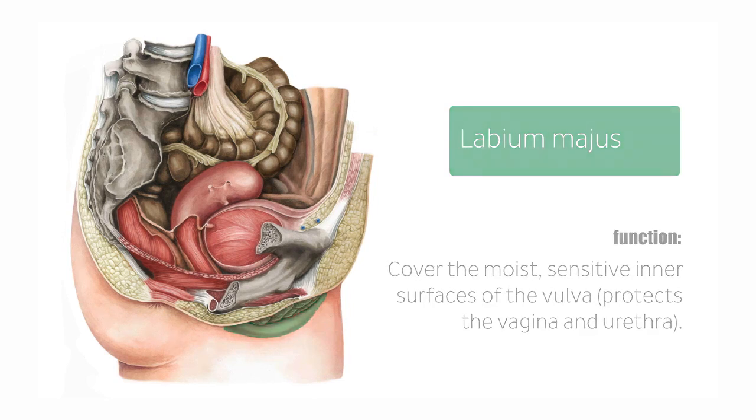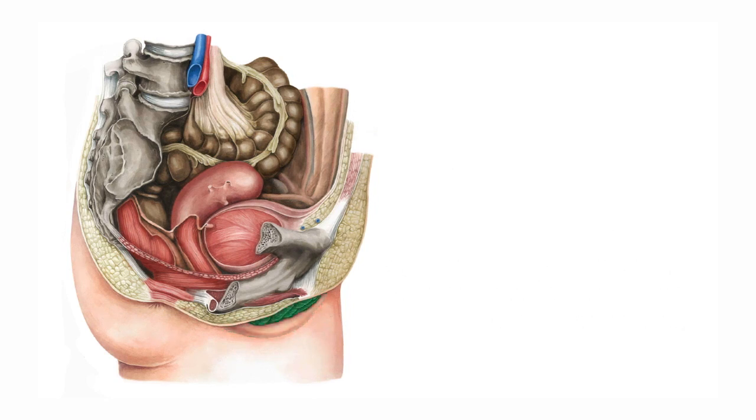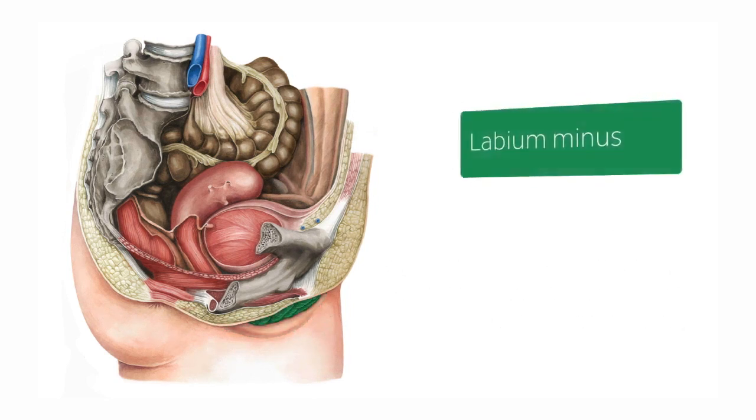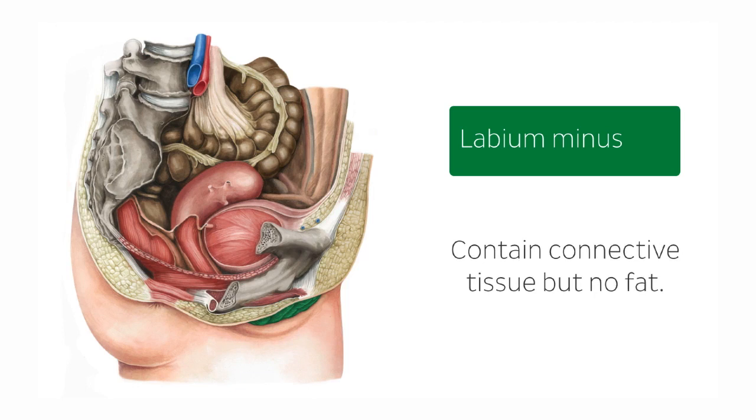We're now moving on to this structure that you see now highlighted in green, which is known as the labium minus. The plural would be labia minora. There are two flaps of skin on either side of the vaginal opening that contain connective tissue but no fat, and they're located between the labia majora.